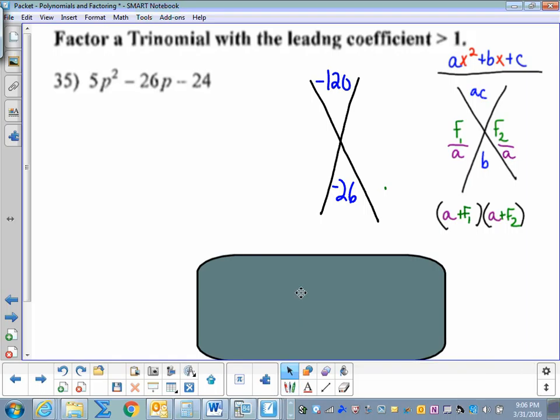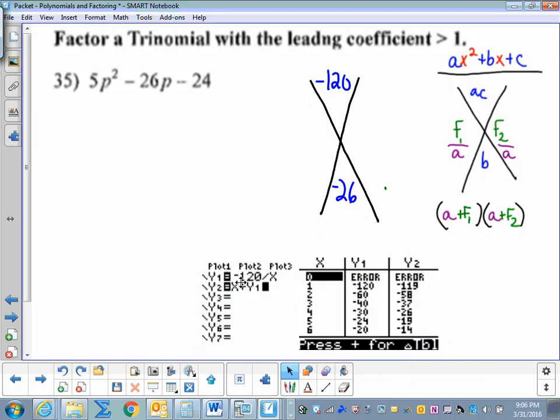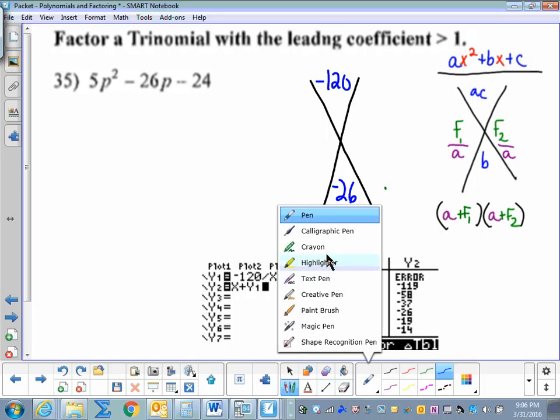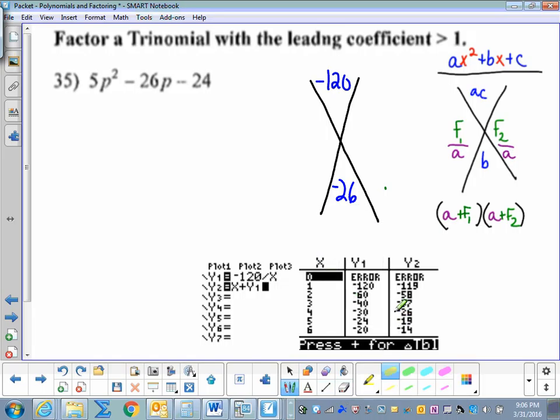So let's go ahead and use our calculator for this. I've put in y1, negative 120 divided by x, and I've told y2 to add x and y1. So since I did that, now I can just look in the y2 column and find the factors that add to negative 26. And they are 4 and negative 30.